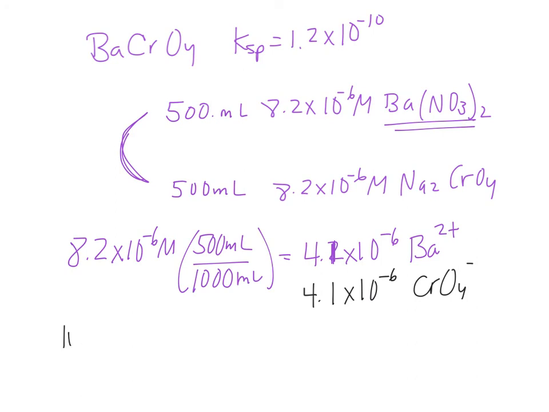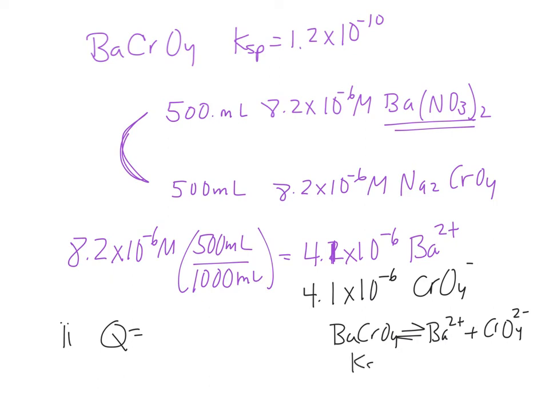And for part II, it asks, why doesn't a precipitate form? So we're going to calculate the Q value on this reaction, right, so barium chromate, BaCrO4, is in equilibrium with Ba2+ and chromate 2-. So the Ksp would be the concentration of the barium times the concentration of the chromate, just plain old 1 to 1.